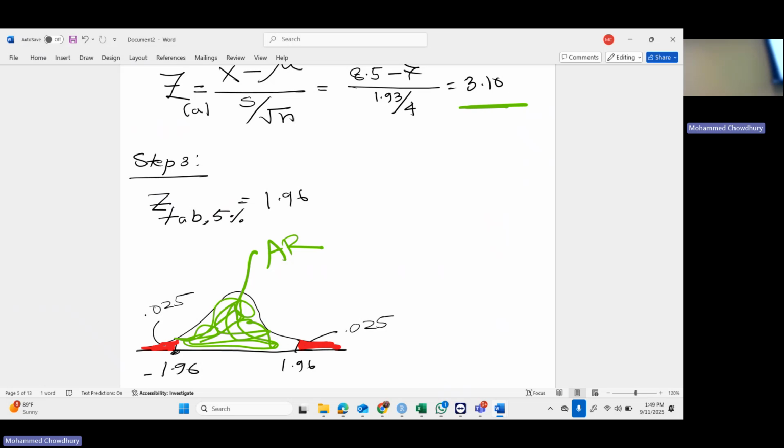If the calculated value is greater than the tabulated value, reject the null hypothesis. If the calculated value is less than the tabulated value, fail to reject the null hypothesis. Always say fail to reject. Do not say I accept the null hypothesis. Always say fail to reject. Understand? Fail to reject. Good?